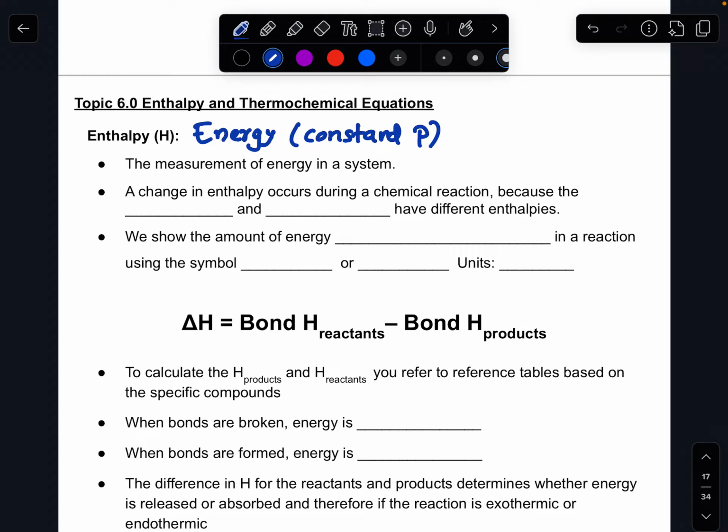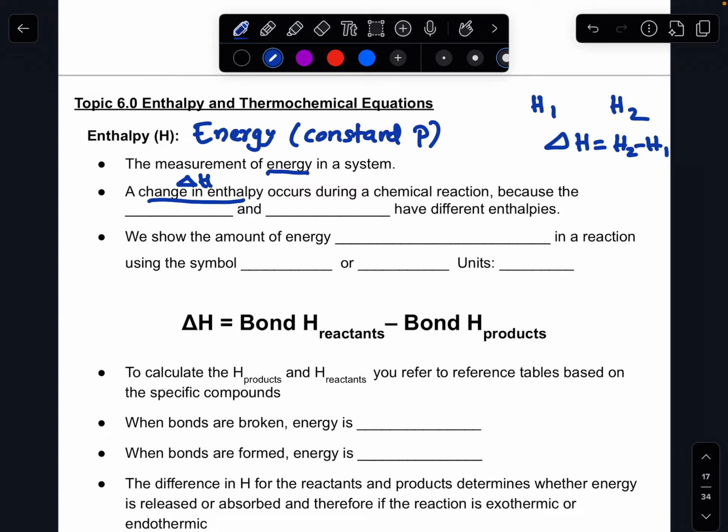So, most of the time, whatever reaction we are doing in our lab, they are happening in our atmospheric pressure. So, we are using enthalpy a lot. It is a measurement of energy in a system. A change in enthalpy means delta H. That means if a system has H1 and H2, initial and final, then delta H is equal to final minus initial. That's a basic change in enthalpy.